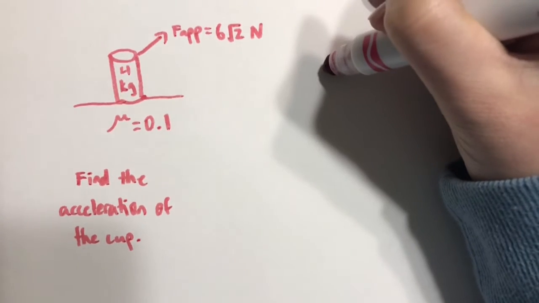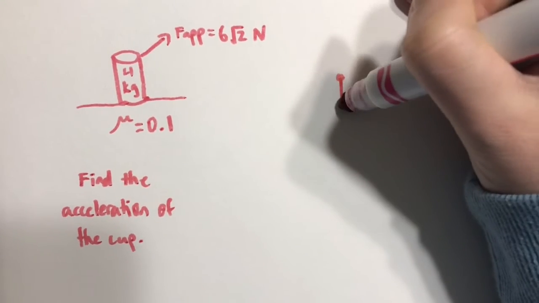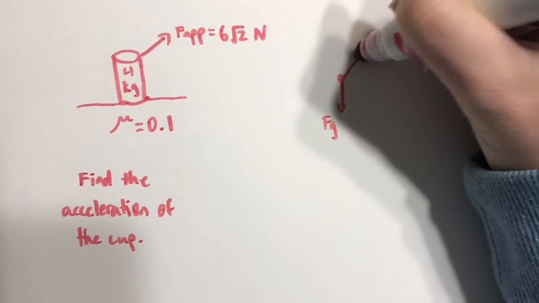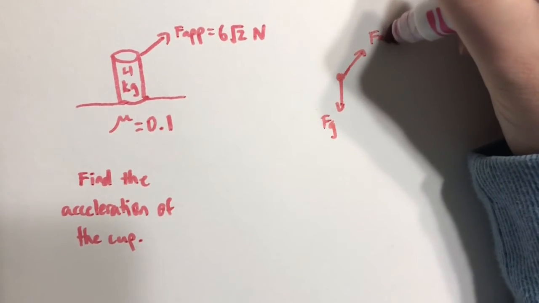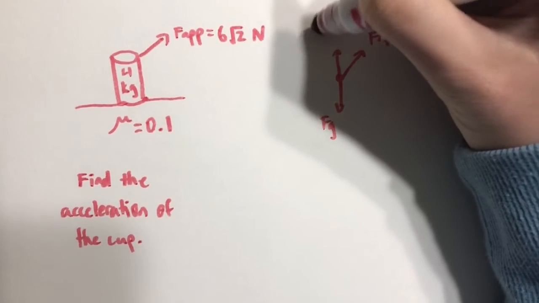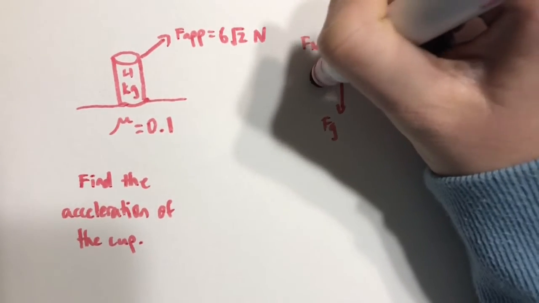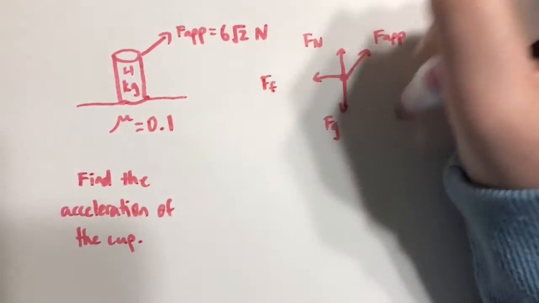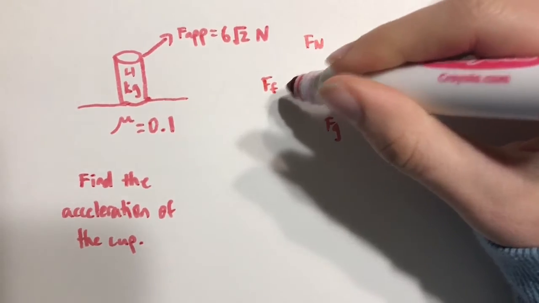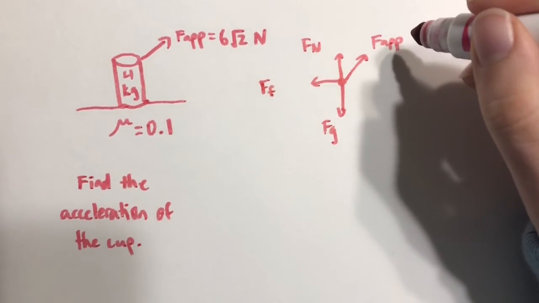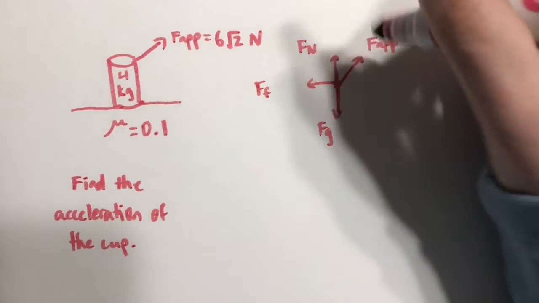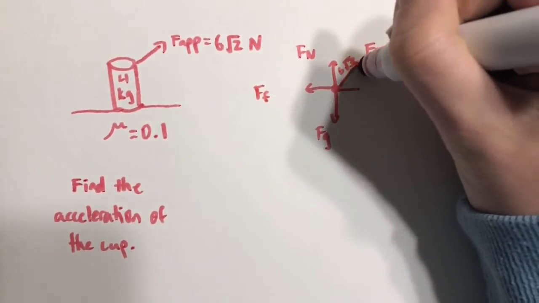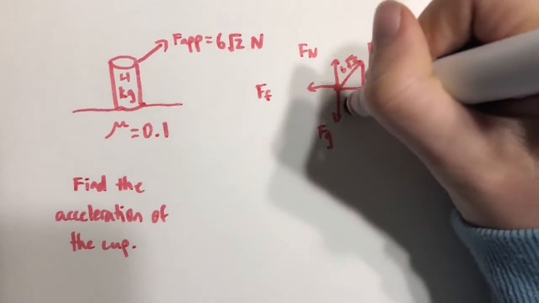So, to draw this free body diagram, we have the cup, we have gravity force, we have this applied force, we have normal force, and we have some value of a friction force that we don't know yet. And we need to find this one in order to find that one in order to find that one. So to begin with this applied force, we have it as 6 root 2 newtons. So if we break those into components, we get 6 newtons and 6 newtons.